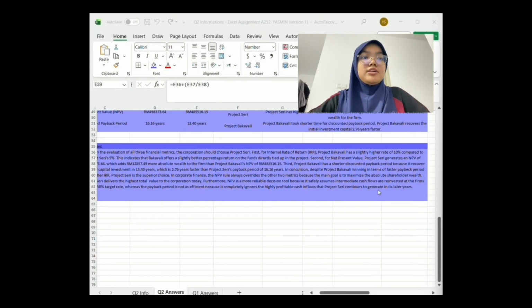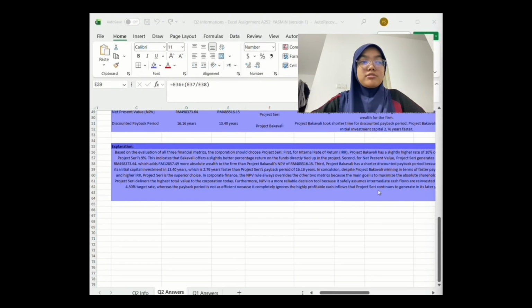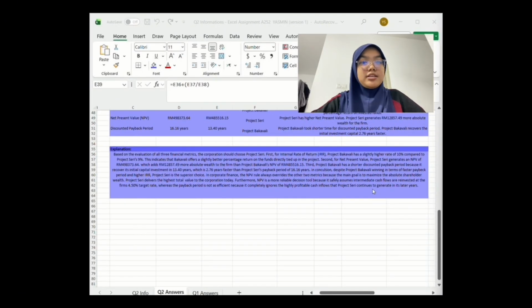In summary, even though Project Vakavali leads in terms of recovery speed and IRR, Project Seri remains the superior choice. In corporate finance, the net present value rule strictly overrides the other two criteria because the primary objective is to maximize total shareholder wealth. Project Seri delivers the greatest net economic value to the corporation today. Additionally, the NPV is a far more dependable decision tool because it assumes intermediate cash flows are reinvested at the firm's 4.5% target hurdle rate.